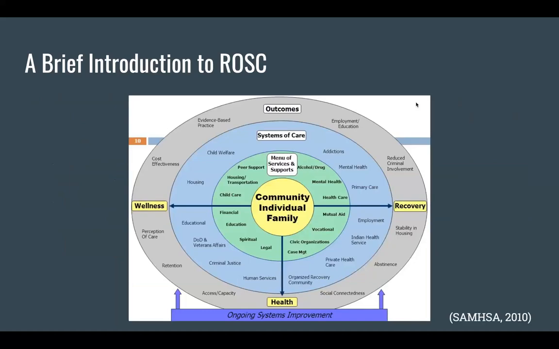Or the world yet. Many of you might have seen this from SAMHSA in 2010. Again, we've seen a lot of movement towards long-term systems of care versus acute stabilization systems of care through the advent and implementation of ROSC around the country.